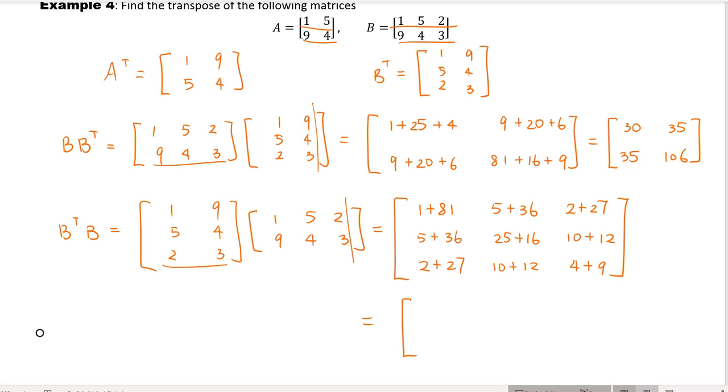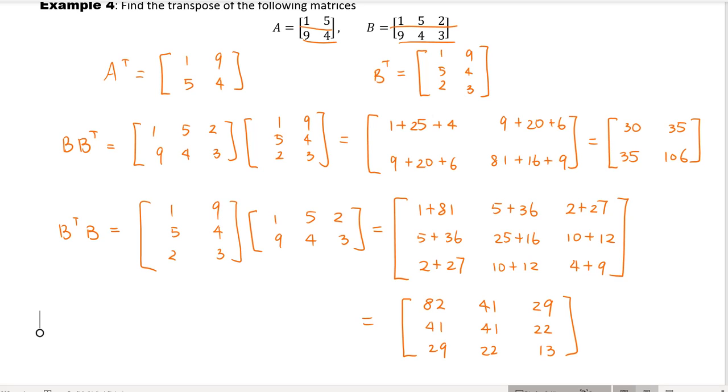Alright, now what happened? 1 plus 81 is 82. 5 plus 36 is 41. 2 plus 27 is 29. 5 plus 36, 41. 25 plus 16 is 41. Right? 10 plus 12, 22. This is 29, 22, 13. Okay. Do you have the same answer?